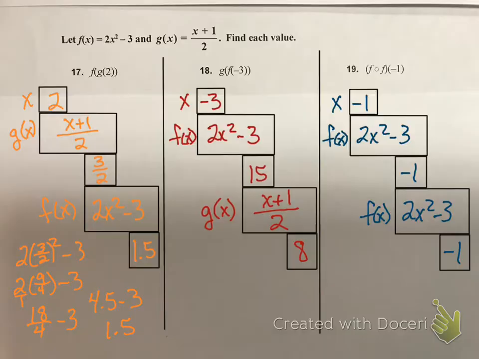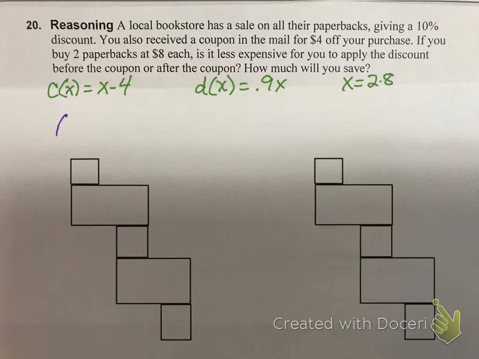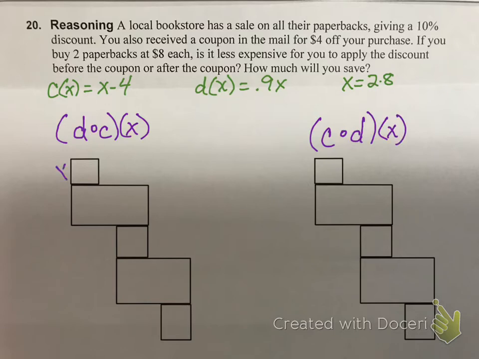All right, last problem. Okay, bookstore, applying the coupon or the discount first. The coupon is going to give us an equation of x minus 4. The discount, an equation of 0.9x. X is equal to 2 times 8, or 16. Okay, we're going to apply the coupon first in the first one, then the discount first in the second one.